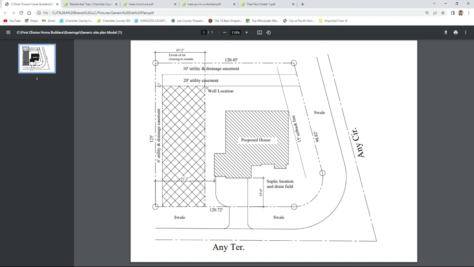This particular lot had an additional 10-foot easement for utility. You don't usually see this on a lot that doesn't have water in the back, either a canal or some kind of water feature.